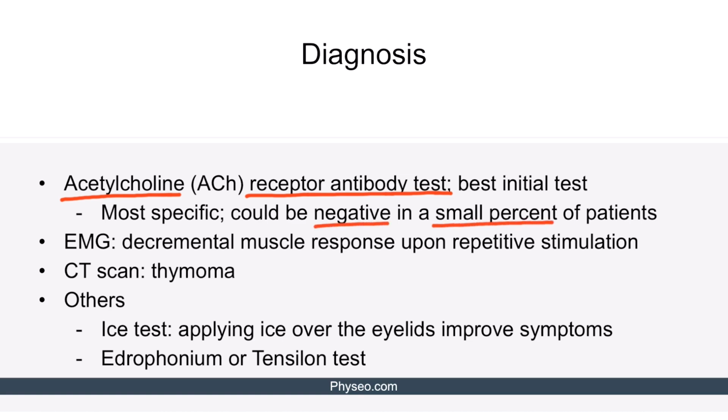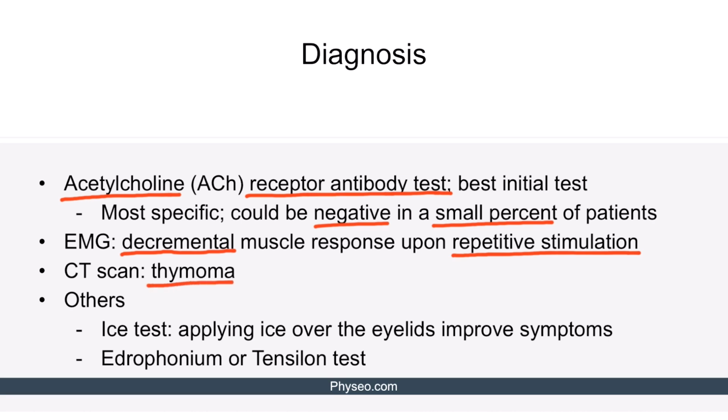On electromyography or EMG, the muscle response in myasthenia gravis to repetitive stimulation is described as decremental, which means that it decreases over time. A CT scan should be performed in patients suspected to have myasthenia gravis to look for or rule out the presence of a thymoma.